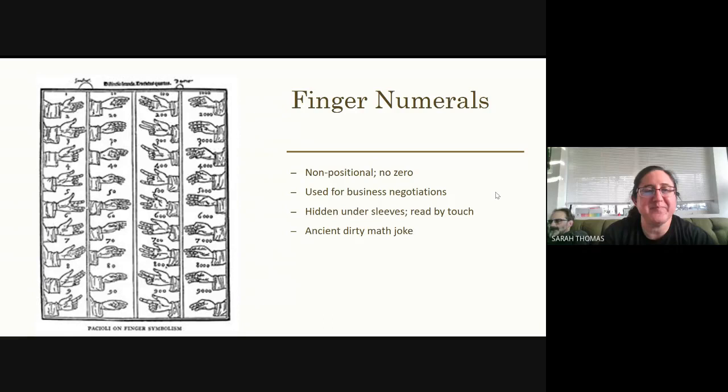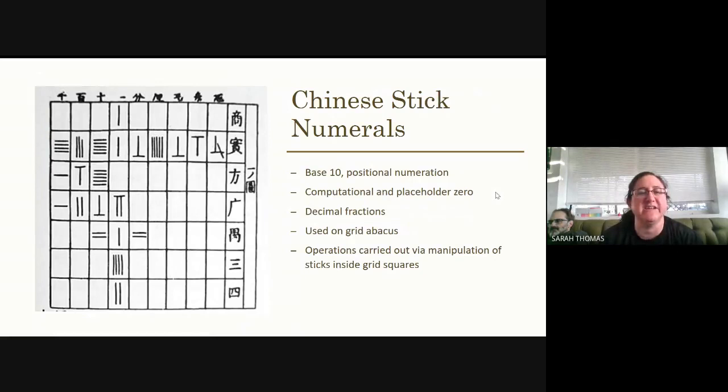Okay, these are Chinese stick numerals. It's a base 10 positional system. It has a computational and a placeholder zero. This is why the Chinese were so far ahead of everybody, because they had a numeration system that would allow them to do all kinds of computations. They also had decimal fractions, which the Europeans did not have. The Europeans were still using the kludgy Egyptian system.